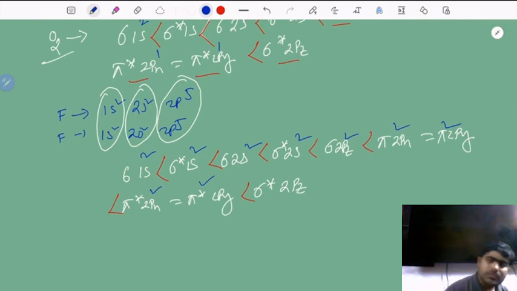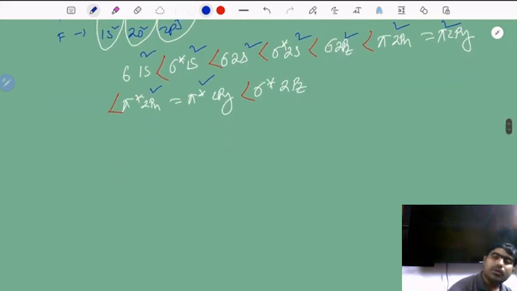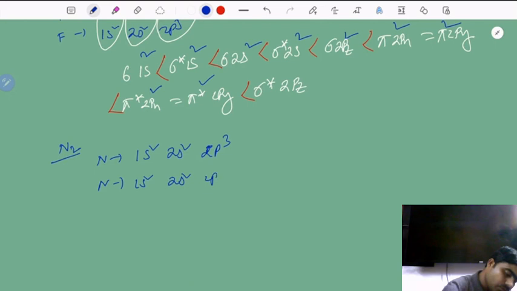Now we go for another example. If you do more examples, you can easily understand. The theory is very easy, but the important thing is the application, because in the NEET and JEE exams, the questions actually come as application-type questions. Now suppose the nitrogen molecule. See, nitrogen atom is 1s2, 2s2, 2p3. Nitrogen atom 1s2, 2s2, 2p3.